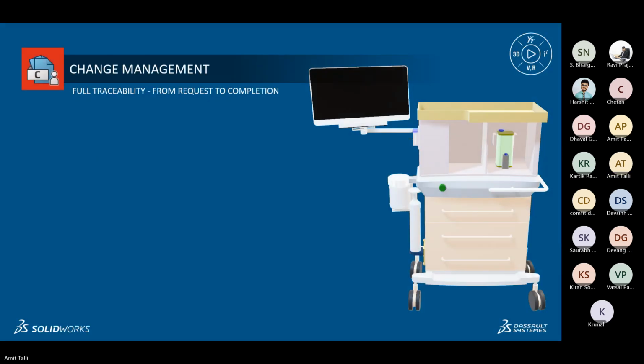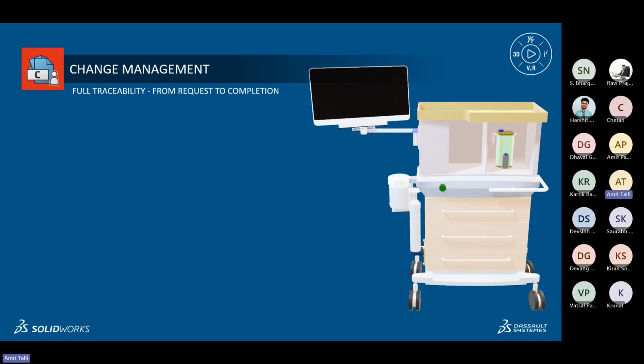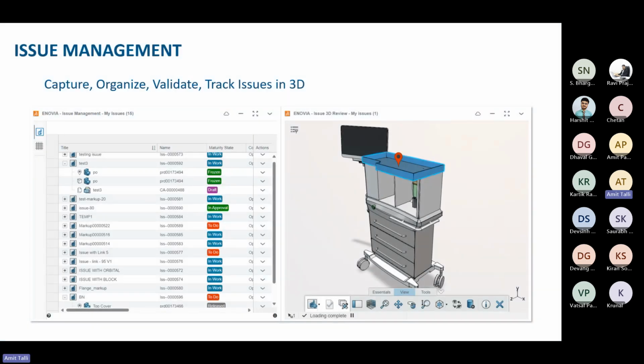Now, going for the change management. So suppose there is any issue in the product, how can we raise the issue, how can we capture the issues and how do we resolve the issues? So full traceability, that is, from the issue requisition to the completion of the change action. So before that, let us understand what this issue management is all about.